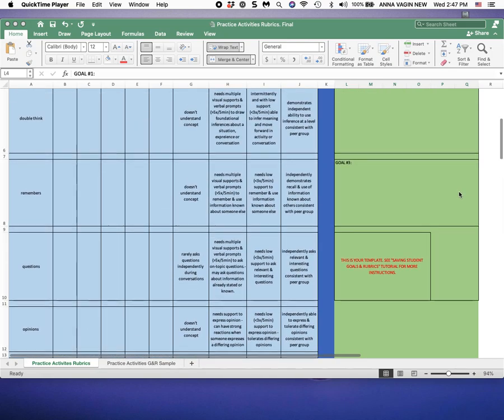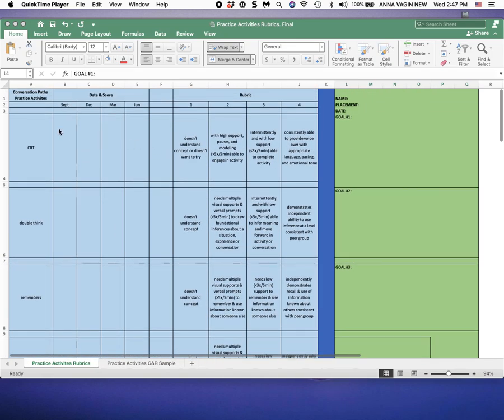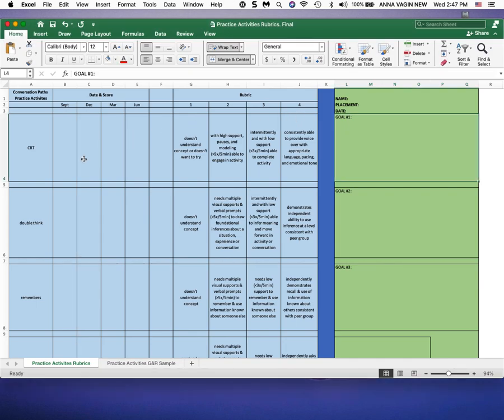Then in the body of the rubric, again, you have your columns for your measurements, and then the most important, the 1 to 4 ratings of what would it look like if performance on conversation in real time was at a 4. What would it look like if it was at a 2? And the same for all of the other practice activities.